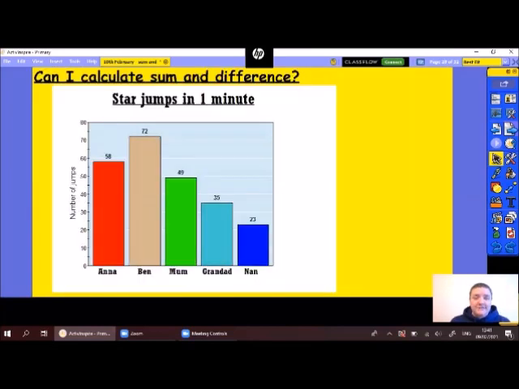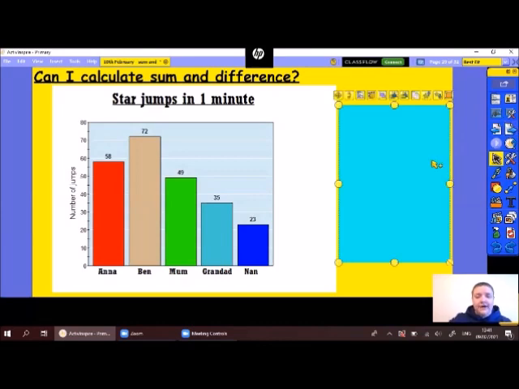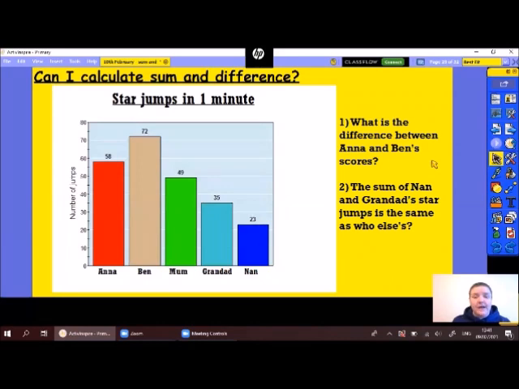Looking back at some of the charts we've been using, we can ask some sum and difference questions. So I've got a couple of questions here for you. See if you can work out the answers using our bar chart about how many star jumps this family could do in 1 minute. Right, pause the video and see if you can work out the answers. Okay, let's go through them.